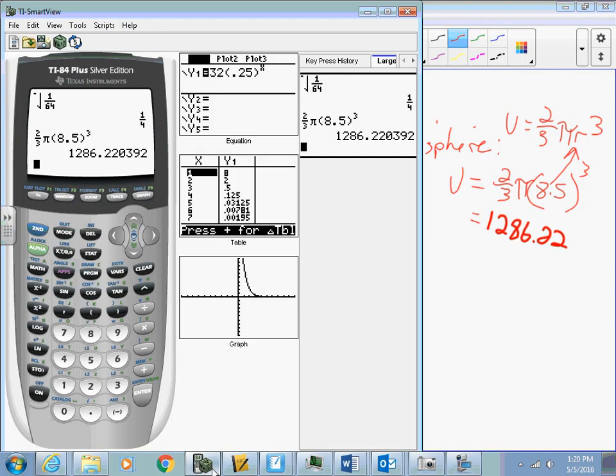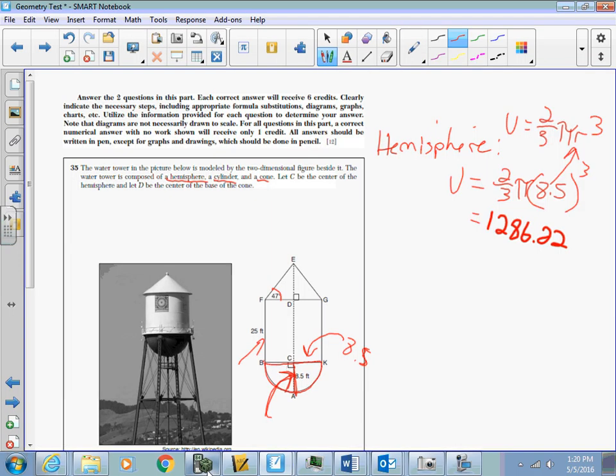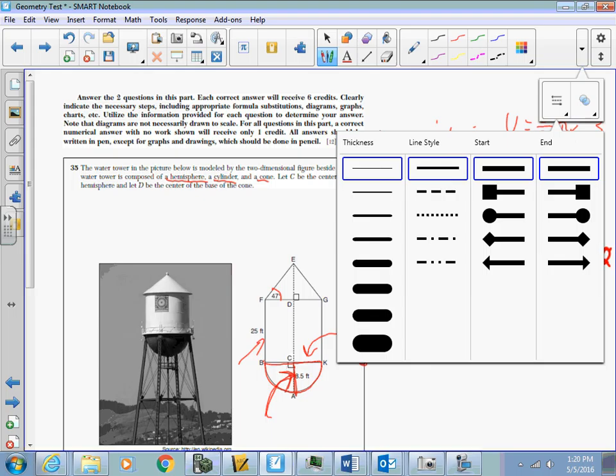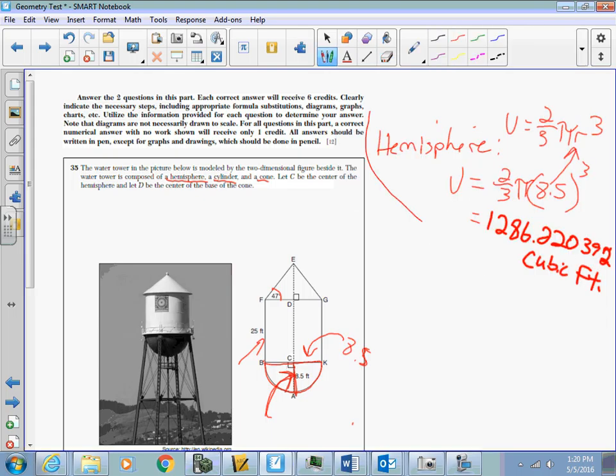So 220392. And remember, volume is cubic, and this is cubic feet. So we have cubic feet. All right, that is the volume of the hemisphere. So we have that. All right, we also need the volume of the cylinder. The cylinder is in between here. So it's actually this part right here.